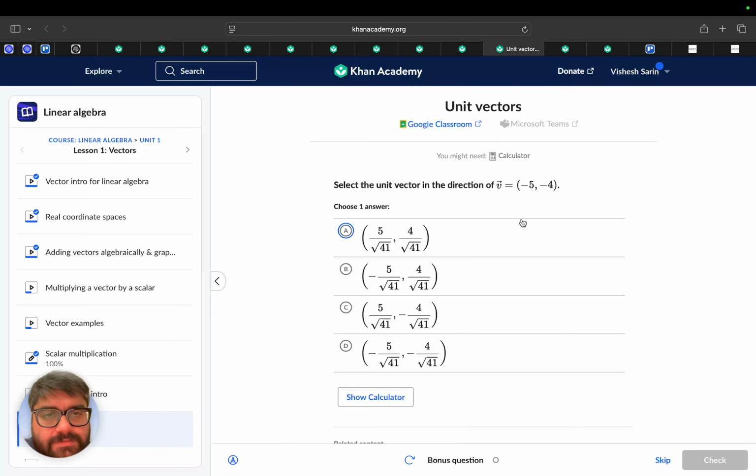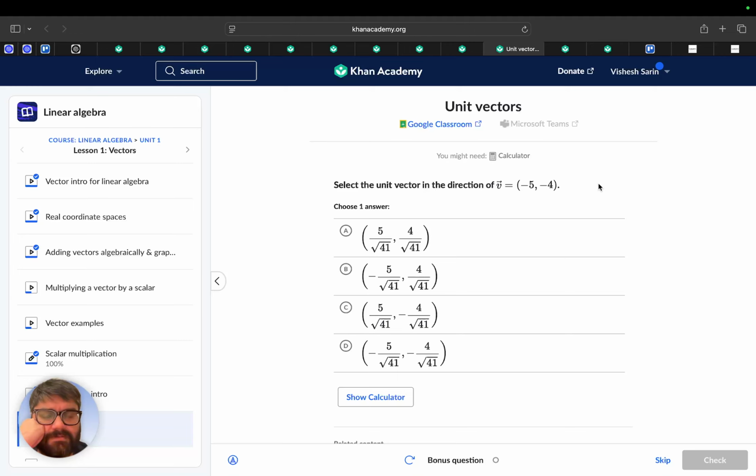Select the unit vector in the direction of v, negative 5, negative 4. 5 squared is 25. 4 squared 16. 25 plus 10, 35 plus 4, 39. Root of 39. Oh, it has to be. Is it though? 4 squared is 16. 5 squared is 25. 25 plus 10, 35.